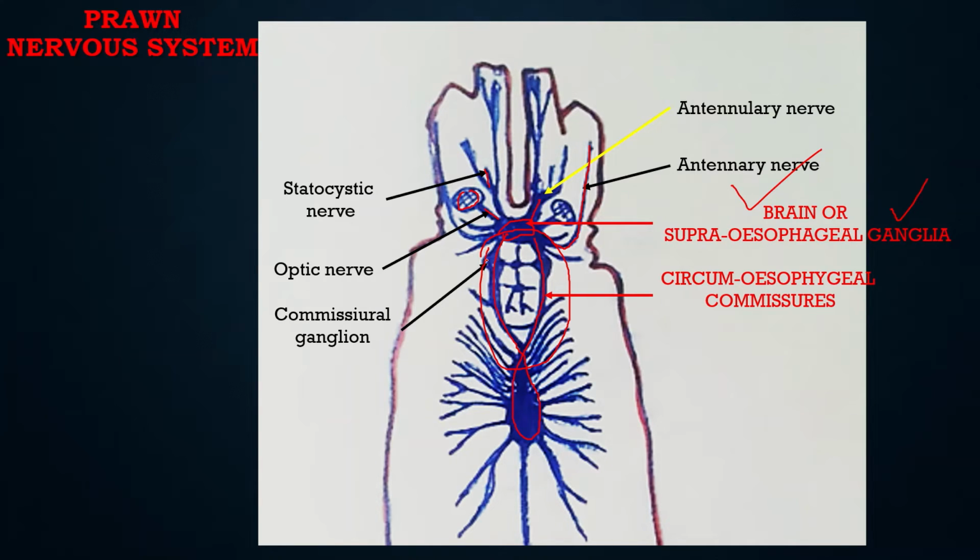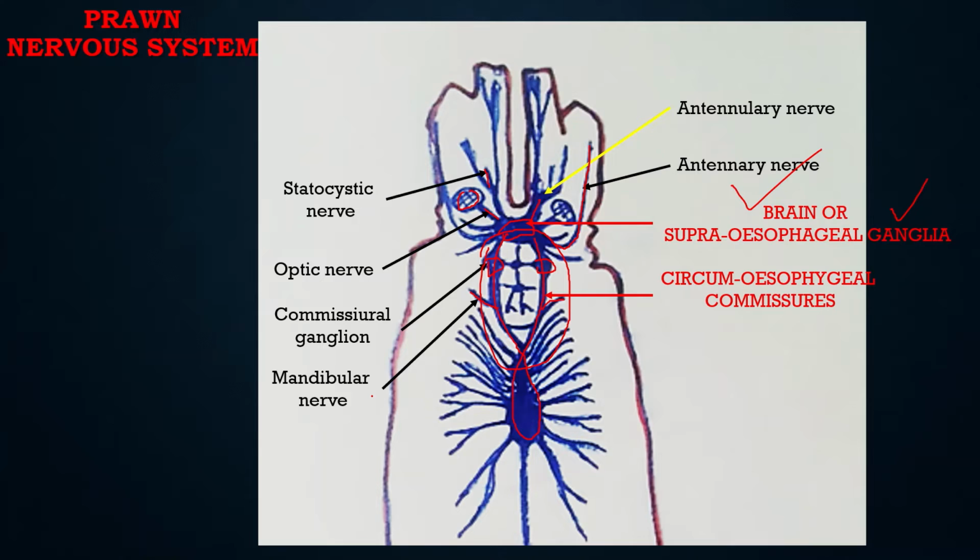Each commissure bears a ganglion called the commissural ganglion. This commissural ganglion, near its anterior end, sends two small nerves called the mandibular nerves, a pair of nerves going to the mandible on its sides.